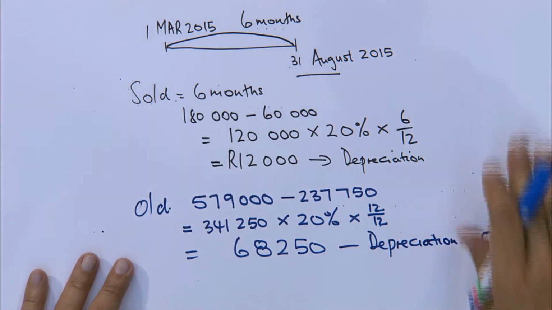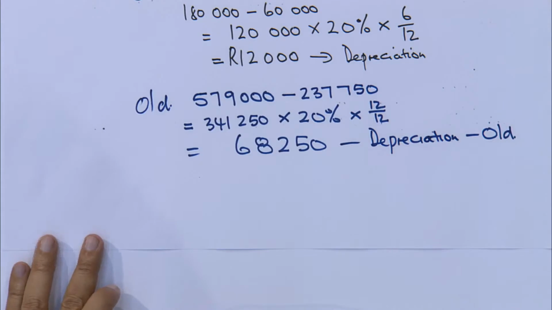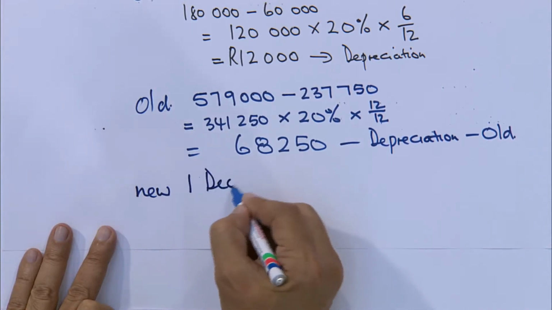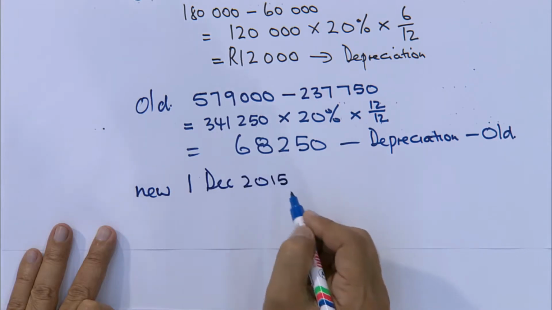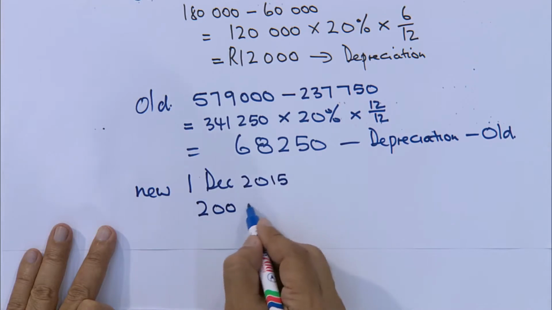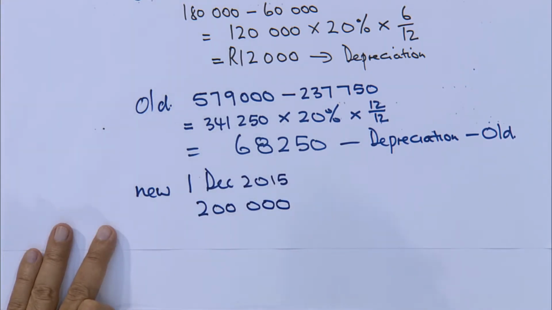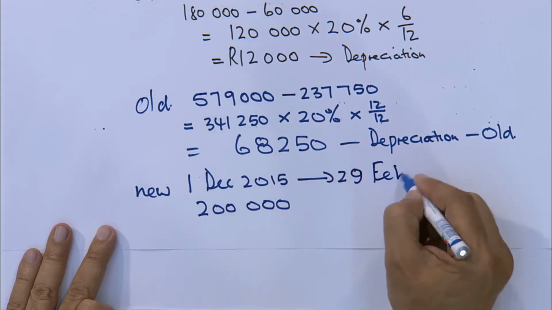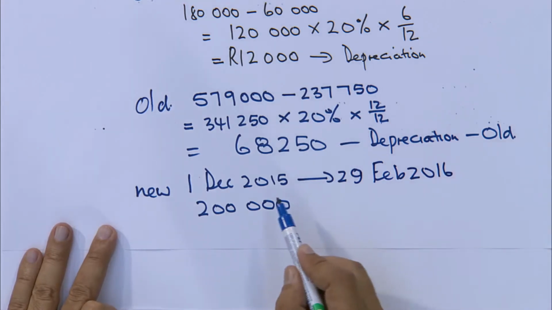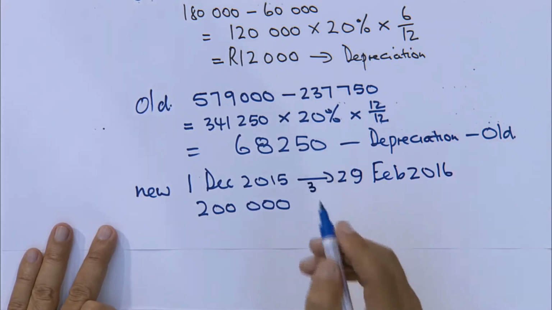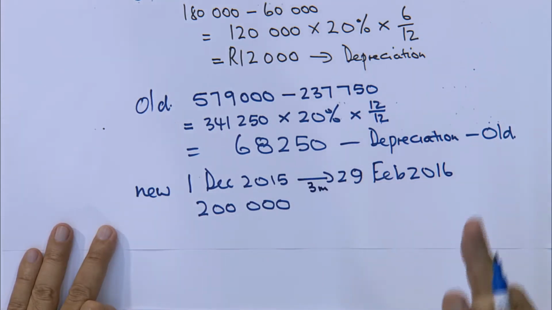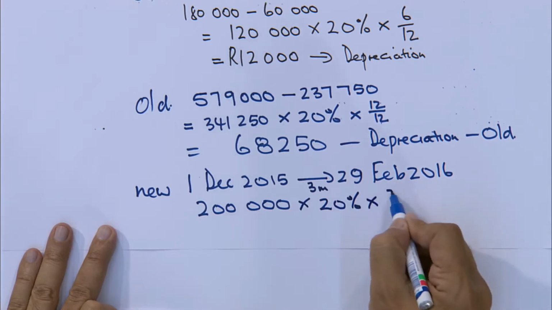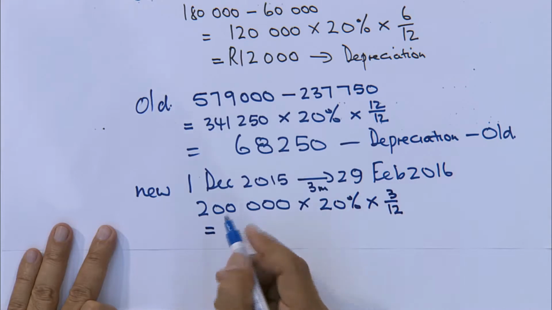Right, so now we have to calculate the depreciation on the new vehicle. Now remember, the new vehicle, you only bought it the 1st of December 2015, and the cost price was 200,000. Okay. And you are going to write off depreciation on the 29th or the 28th of February 2016, which means you only have the vehicle for 3 months, which is December, January, and February. So it's going to be 200,000 times 20% times 3 over 12. And then you get an answer.